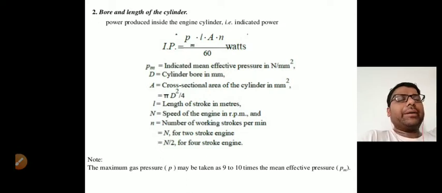So it is called indicated power. The power produced inside the engine cylinder due to the combustion of the fuel is called indicated power, and the equation of indicated power is ip equal to pm LAn divided by 60, where small n denotes the number of working strokes per minute, which is different for different kinds of engine: small n is equal to capital N for a 2-stroke engine and capital N by 2 for a 4-stroke engine, where capital N is the speed of the engine, L is the length of stroke and A is the cross-sectional area of the cylinder, which is generally pi d square by 4, right?